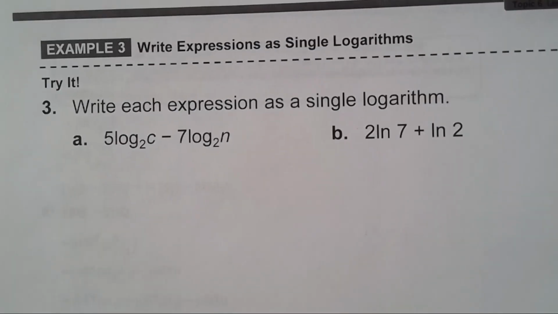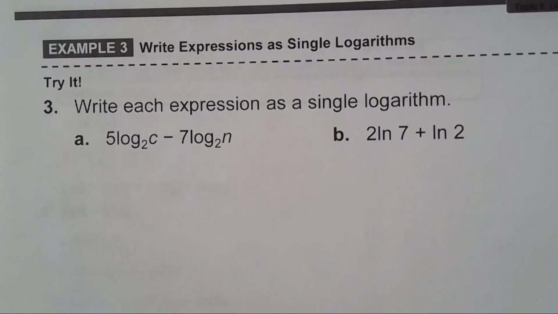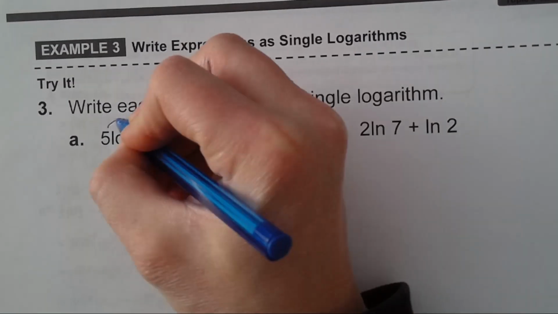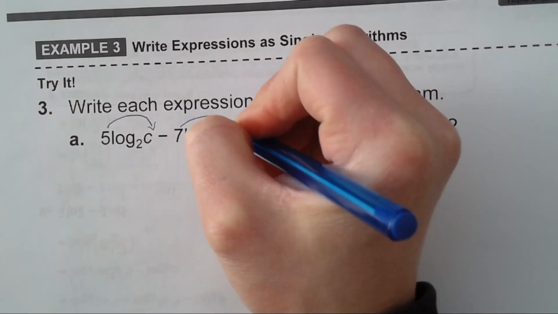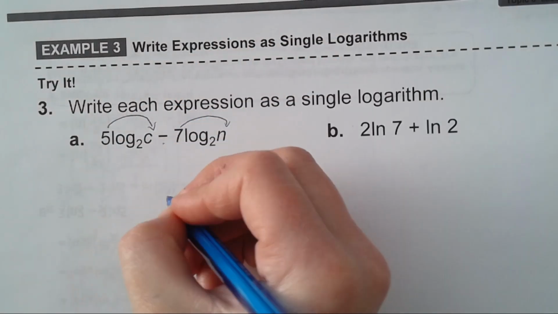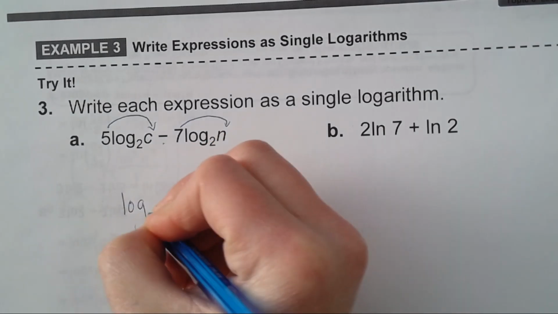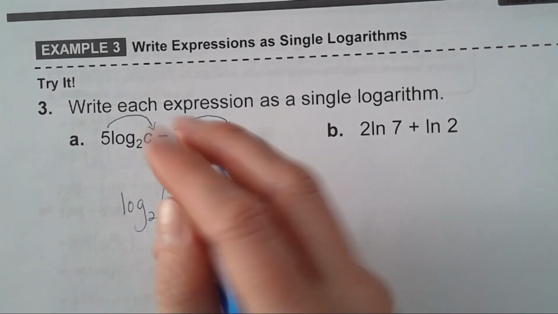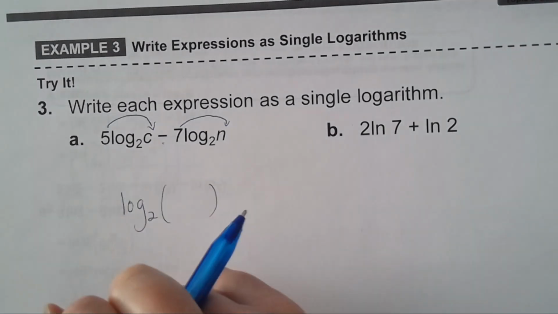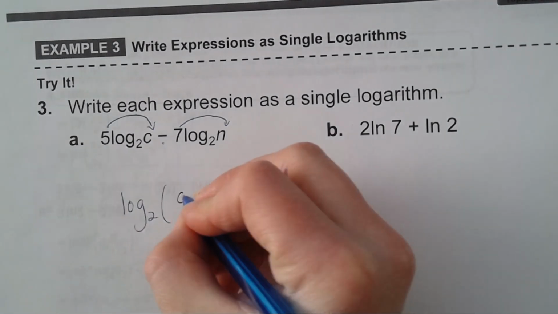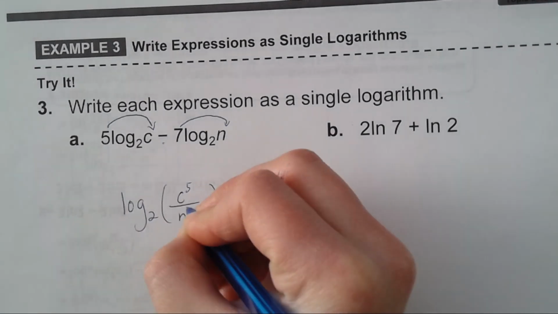I want you to pause the video and go ahead and try these. Welcome back. You should have put the 5 up, 7 up. Subtraction means division, so your answer should be log base 2. Now, if these are not the same bases, you can't do this. They have to be the same base. And so we have c to the 5th over n to the 7th.